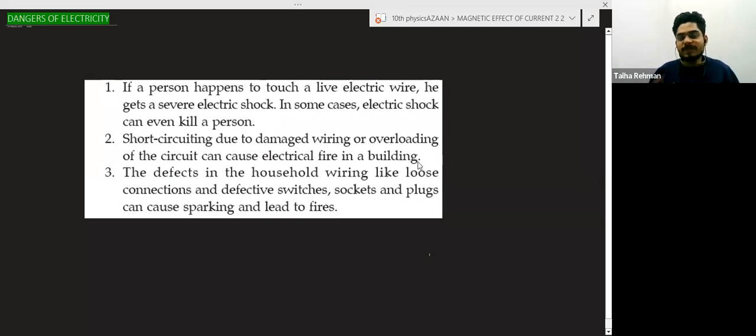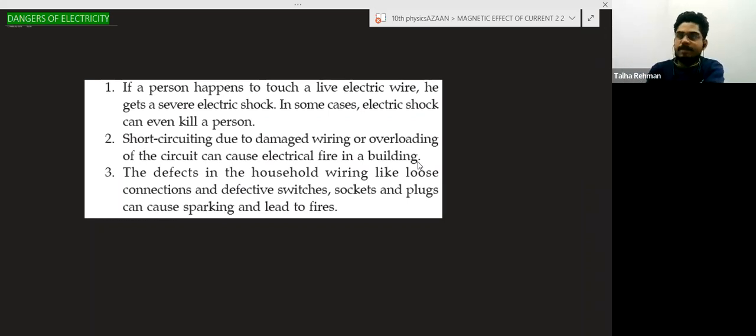So what happens in case of short circuiting? When there is no proper wiring, the current becomes maximum in short circuiting, and due to that a lot of heat is produced. And maybe due to that heat, there can be a fire.